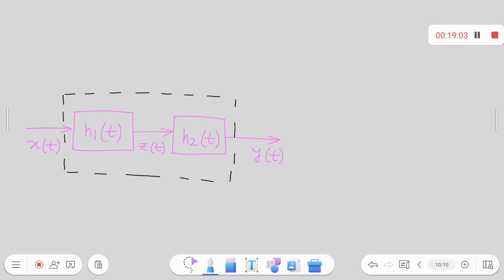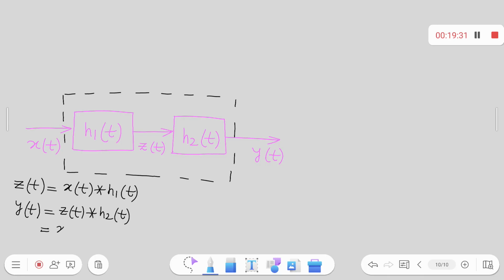What is the formula there? So z(t) is basically the convolution between x(t) and h1(t). And what is y(t)? y(t) is basically the convolution between z(t) and h2(t). So this can be written as x(t) convolved with h1(t), and then you have h2(t).